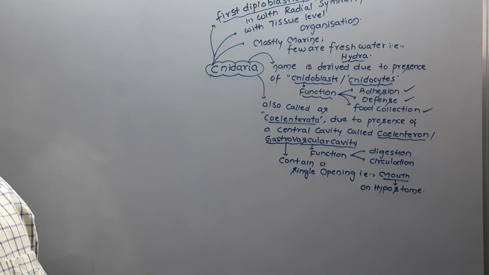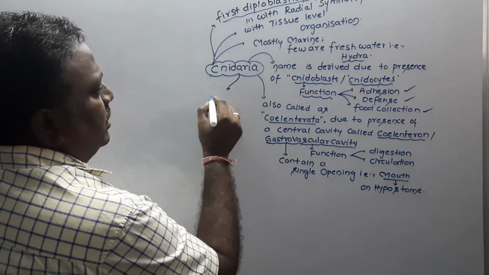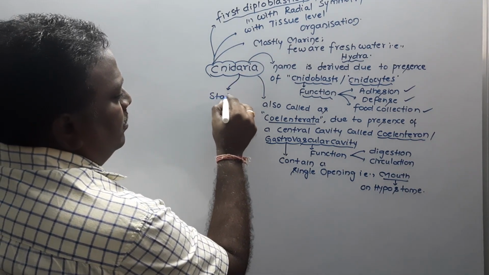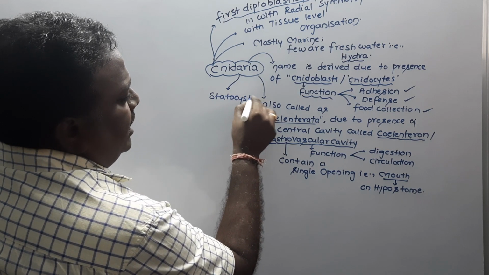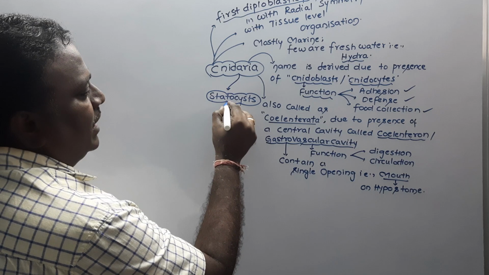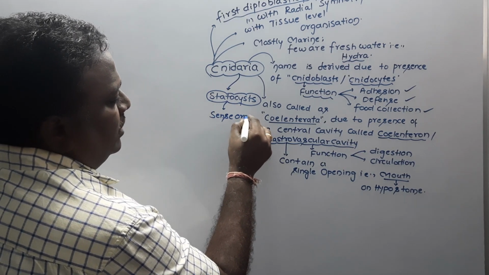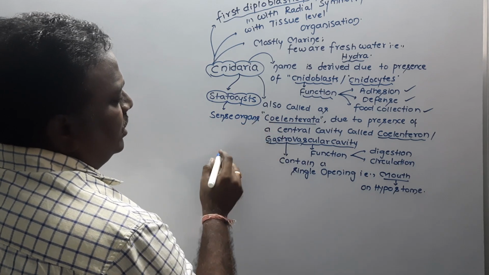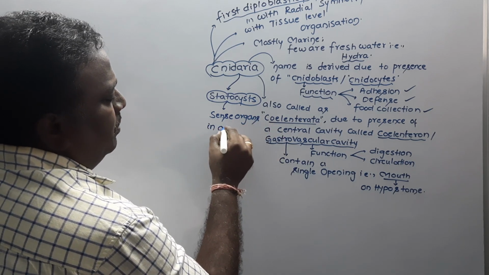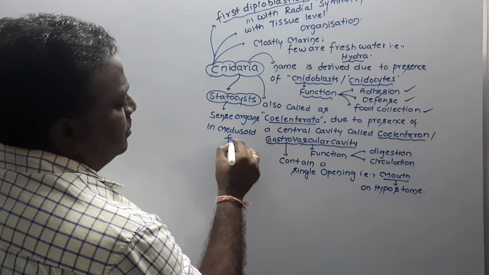That's important. Okay, right. And then statocyst. Static, you know very well, means balancing. Statocyst means balancing organs. They are the sense organs. What are the sense organs? Statocysts are the sense organs in medusoid forms, one of the body forms. Okay.